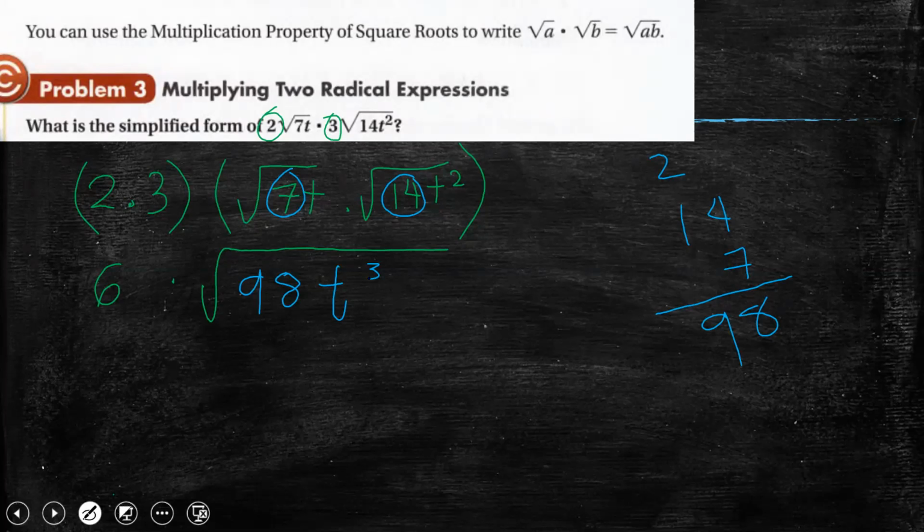Okay, miss. So here we have 98 t cubic. Is it a simplified one? Look at it here. Can we factorize 98 into a number and a perfect square number? Yes. And look at t cubic. Is it simplified? No. Why? Because simplified means I have only square root of t. This is a simplified one. But if I have t cubic, it's not a simplified one. So I need to simplify it now.